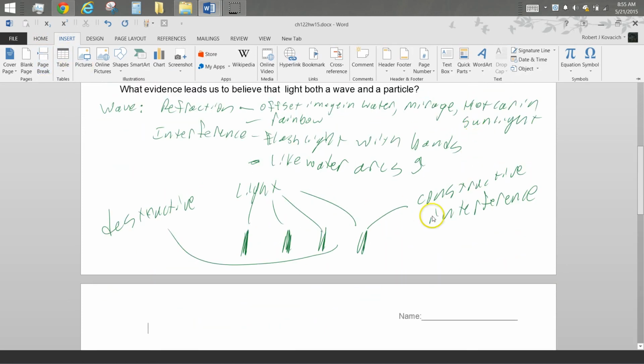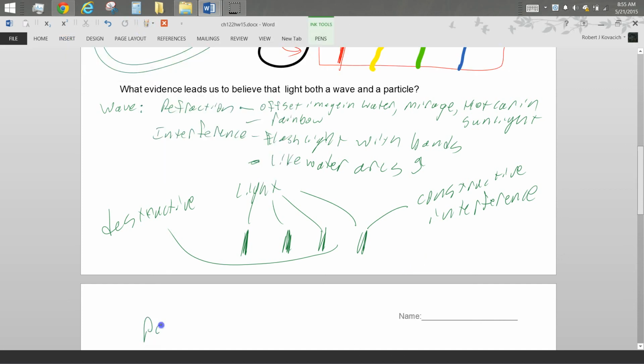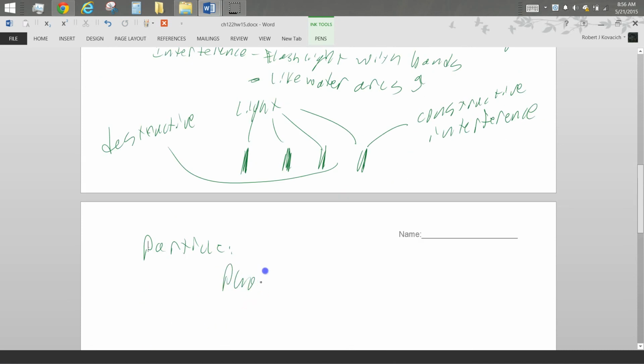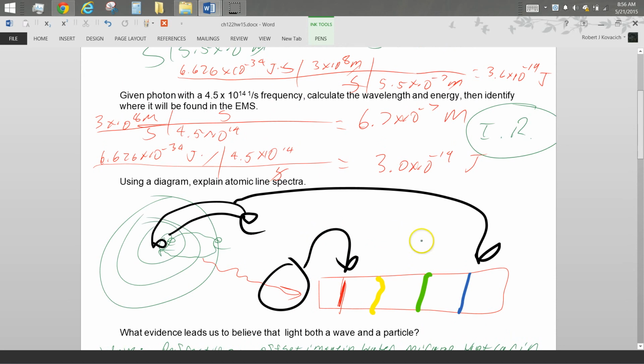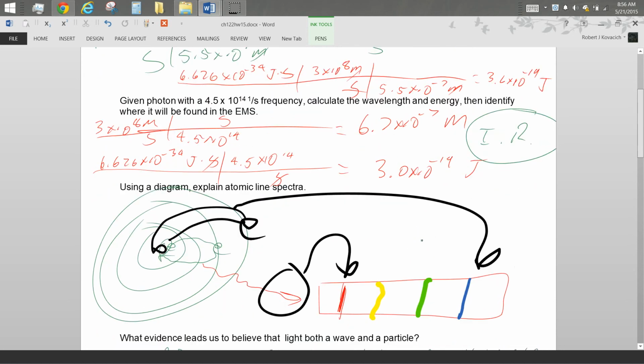And so what acts like a particle? That was the photoelectric effect. And what are examples of the photoelectric effect? What else? Fireworks. This whole thing that we talked about with atomic line spectra, that's basically an example of how the photoelectric effect works.